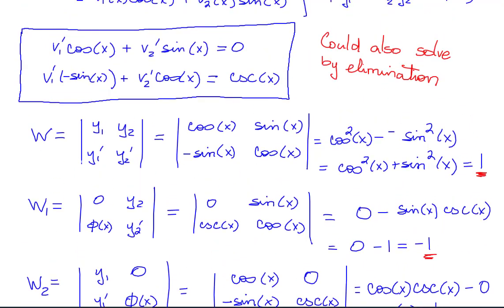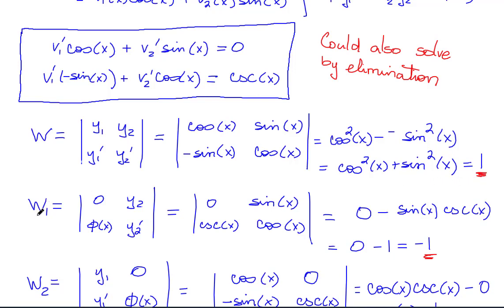So if you look at the system, Cramer's rule says you form the determinant W, which consists of y1, y2, y1 prime, y2 prime. So when I do that, I get cosine squared minus a minus sine squared. So cosine squared plus sine squared, which is 1.